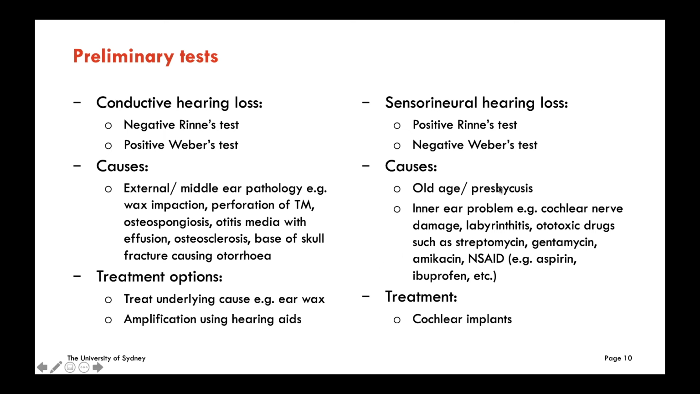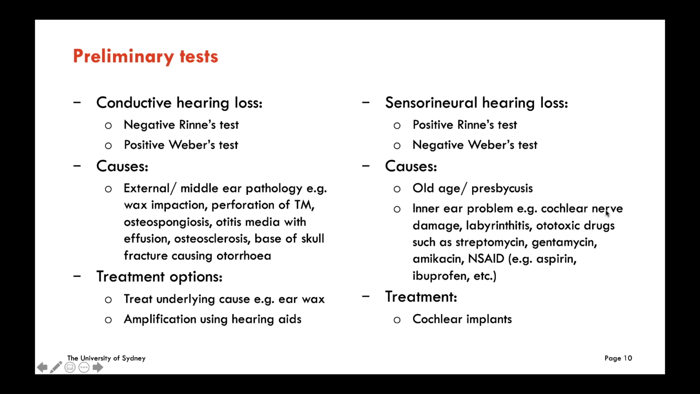Some of the causes of sensorineural hearing loss include presbycusis, and by the age of 75 years, about 1 in 2 people have sensorineural hearing loss, which is age-related. The other problems we have include sociocusis or nosocusis. This means either extrinsic or intrinsic damage to the inner ear.